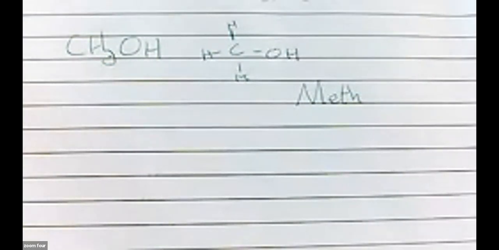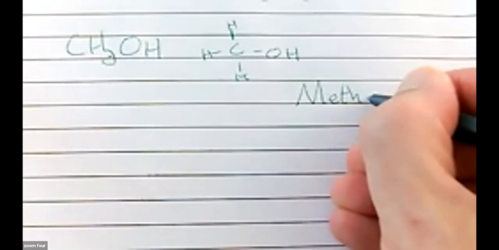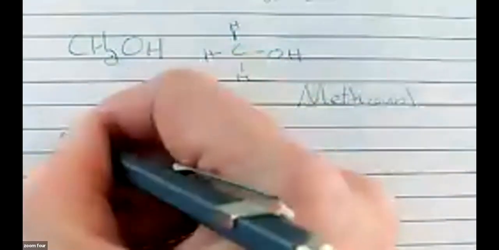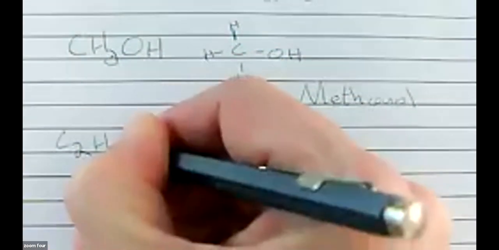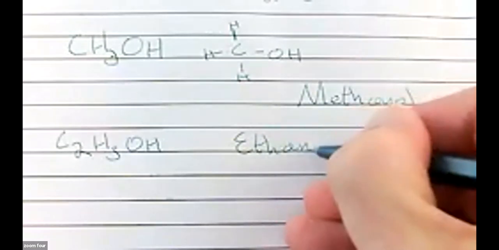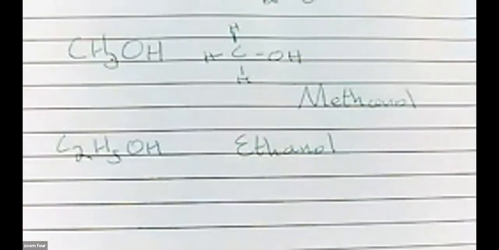And anything that's got an alcohol group in it ends in anol. So fantastic. It's methanol. Okay. Methanol. Absolutely fantastic. So our next one, the one that is in beer or wine, we've got C2H5OH. Now we know because it's got 2 carbons that it begins with eth, and then it's got an alcohol group, so it's ethanol. So that's how we would name alcohols.